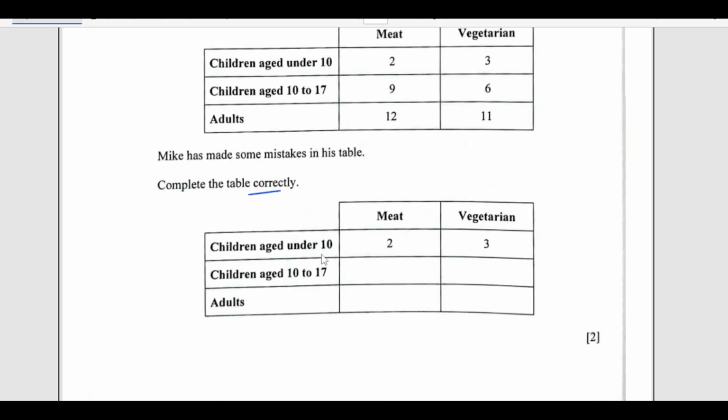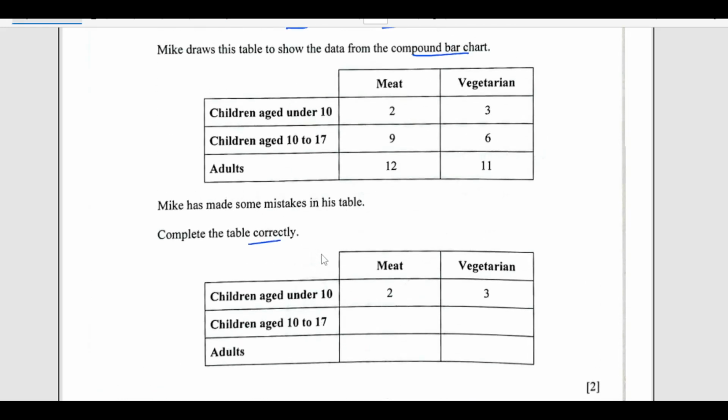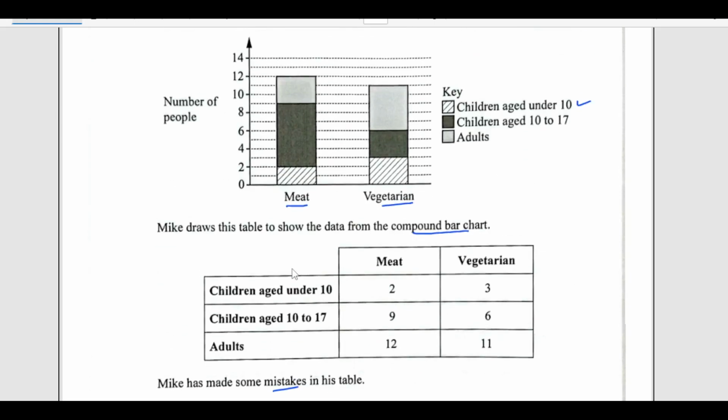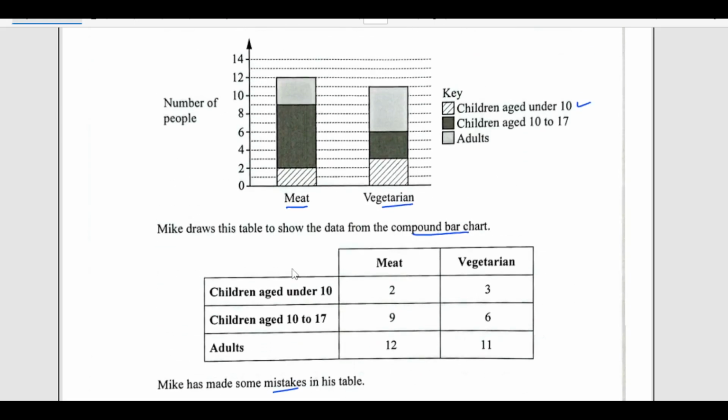This is a 2 marks question, right? Complete the table: the children under 18 and meat. Mike makes some mistakes, so we need to correct the mistakes that he has done. Children under 10, those who eat meat. Meat under 10 is here, this one, right? It is 2. So this should be 2. This is correct.